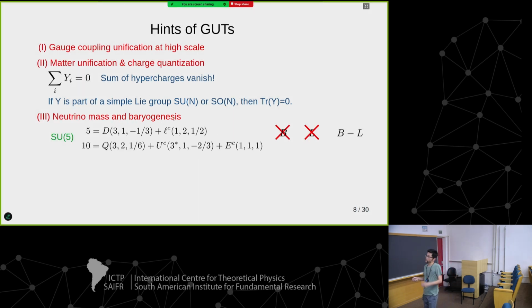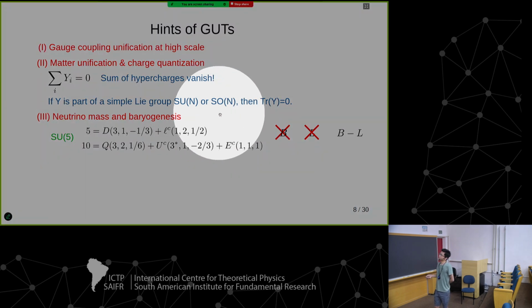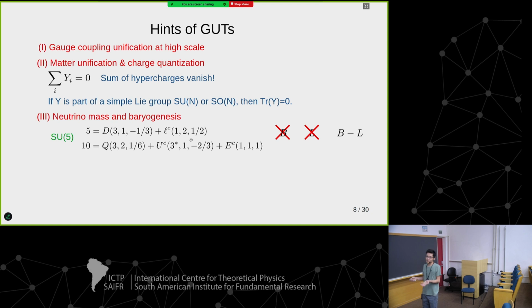But then it turns out that since you unify leptons and quarks within the same multiplets, that means the gauge boson which mediates the SU5 gauge interactions in general breaks B and L, right? But it turns out that there's still an accidental conserved B minus L for this model. And neutrino is still massless because effectively there's no way you can introduce neutrino mass.